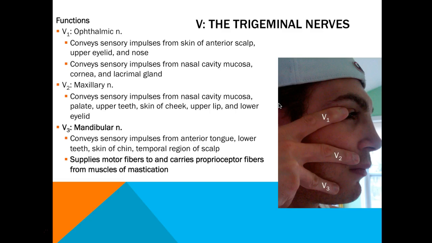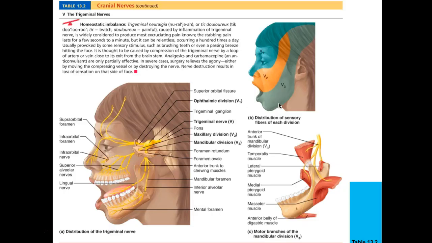And lastly, we have V3, which is in the region of your mandible bone. So we are getting sensory impulses from the anterior tongue, lower teeth, skin of your chin, temporal region of our scalp. And we also have our motor fibers in here, and that is going to innervate our muscles of mastication. And we also have proprioceptor fibers here. This is just an illustration of the regions of sensory impulses that come from V1, 2, and 3. And you can also see the muscles of mastication here that V3 is innervating.